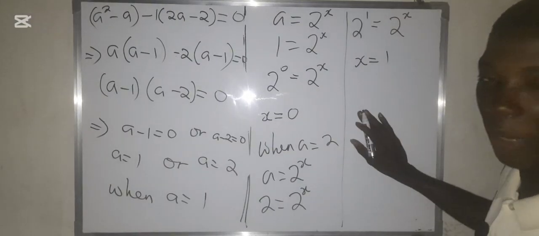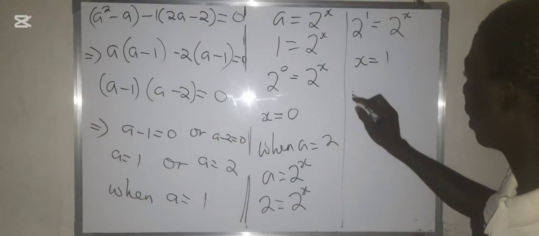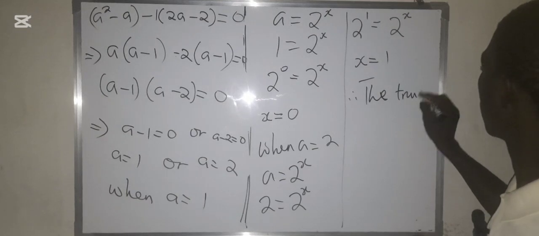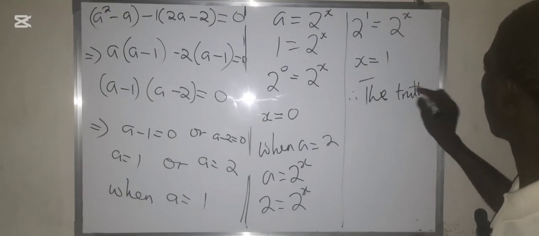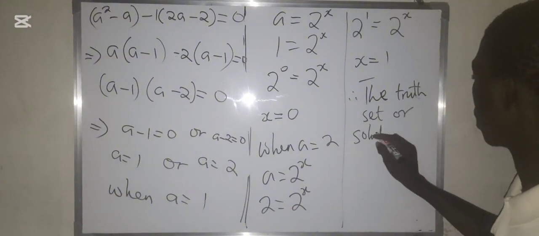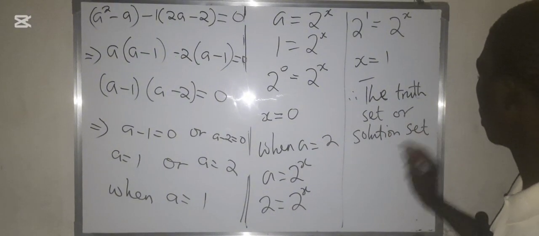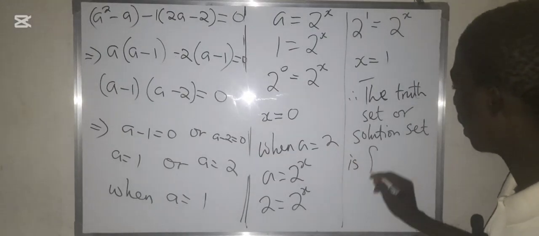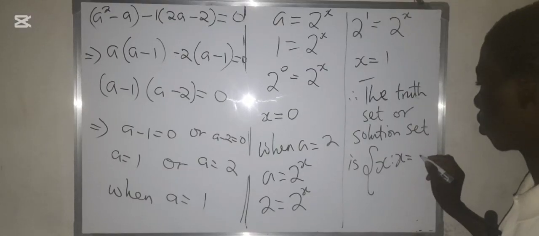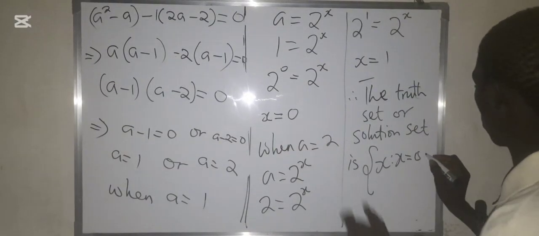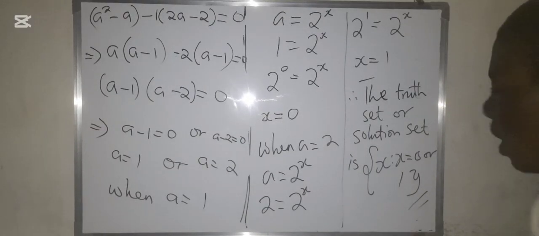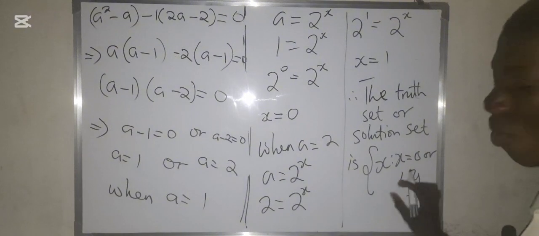Now remember they say find the true set. So therefore the true set, or the solution set, it can be true set or solution set, is x such that x equals 0 or 1. So now this is the solution set. x can be equal to 0 or 1.